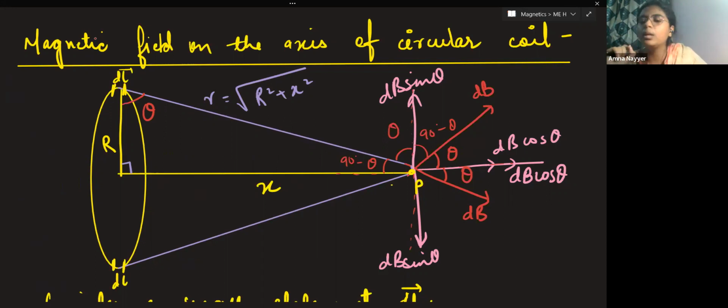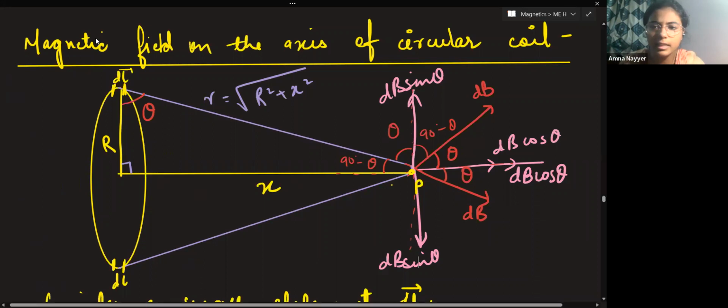So what I'm trying to tell you is the fact that dB sin theta, which is getting cancelled for these two, will be for all of the diametrically opposite dl's. That will cover and make your circle complete. Fine, class. Now we can perform the calculations.